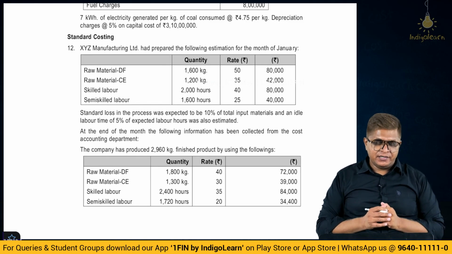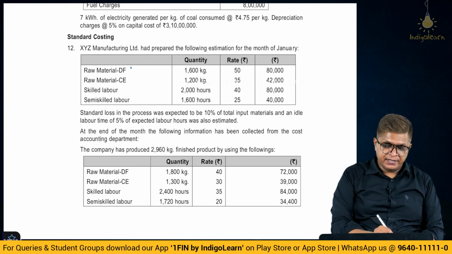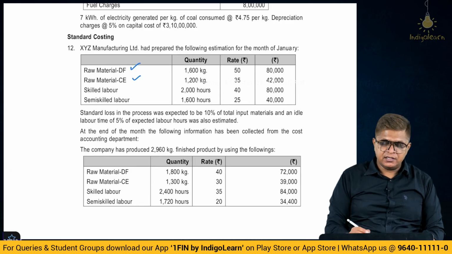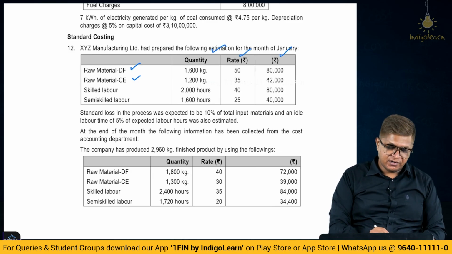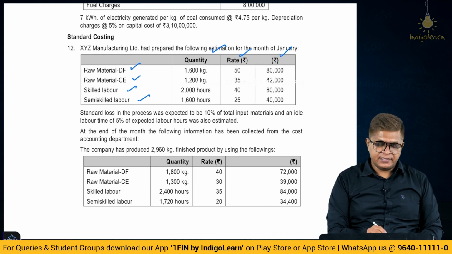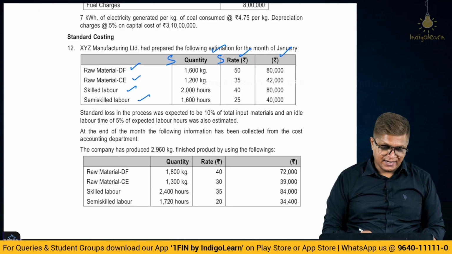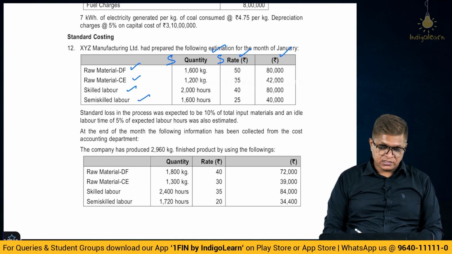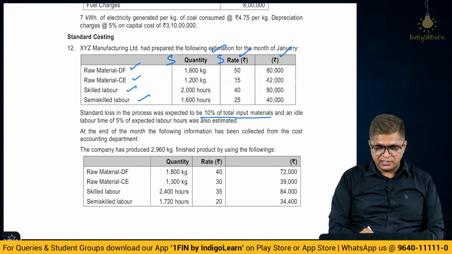XYZ Manufacturing Limited had prepared the following estimation for the month of January. So they have given us raw material DF, raw material CE, and the quantity, rate and amount. Likewise, they have given us the skilled labor hours and the unskilled labor hours along with the rate and amount. So these are all the standard quantities and the standard rates. The standard loss in the process was expected to be 10% of the total input materials.